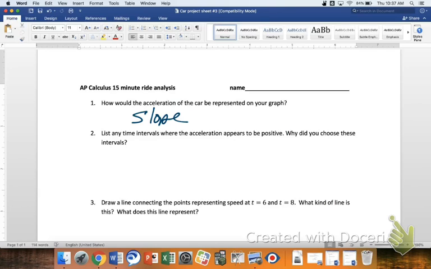List any time intervals where your acceleration appears to be positive. This could be just 2 or 3 intervals, or if you had a lot of ups and downs with your speed, this could be like 7 or 8. So list all intervals where you think your acceleration appears to be positive, and then give a reason. Why did you pick those intervals? Acceleration is described by the slope of your graph. Where would acceleration be positive?